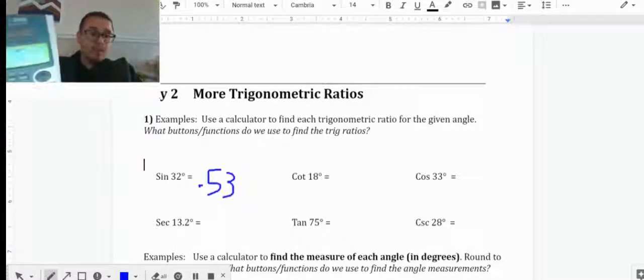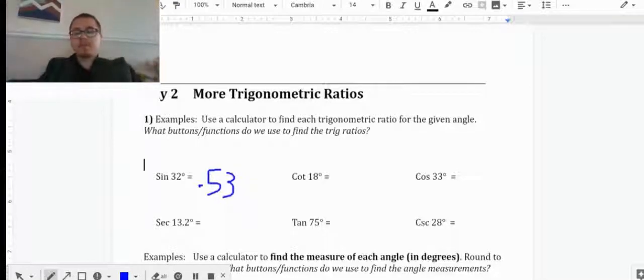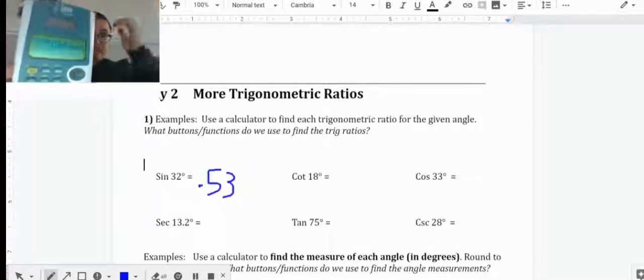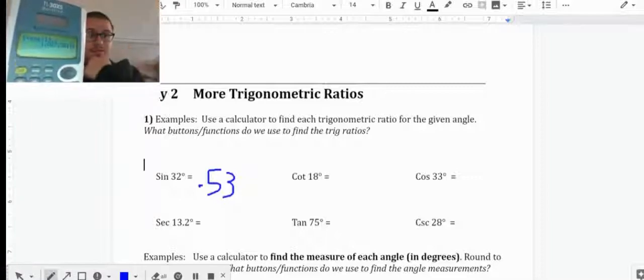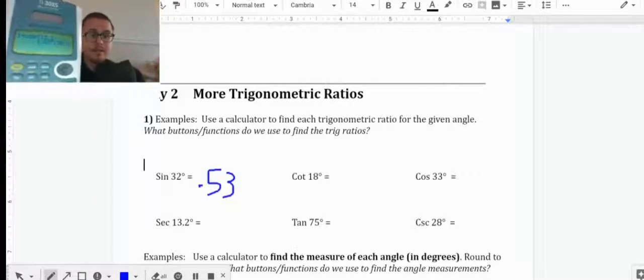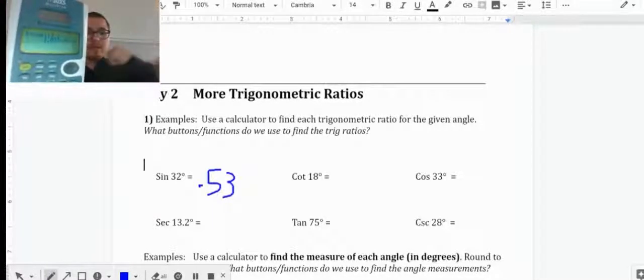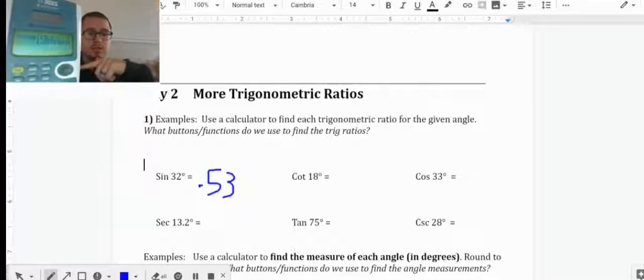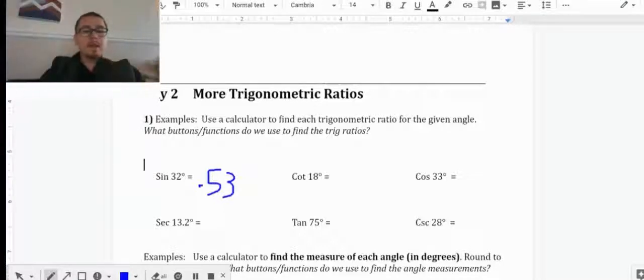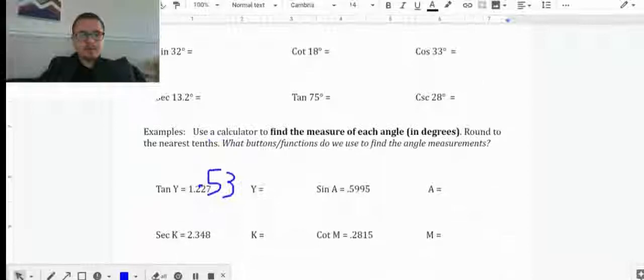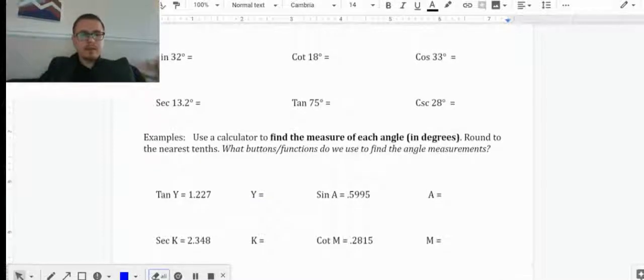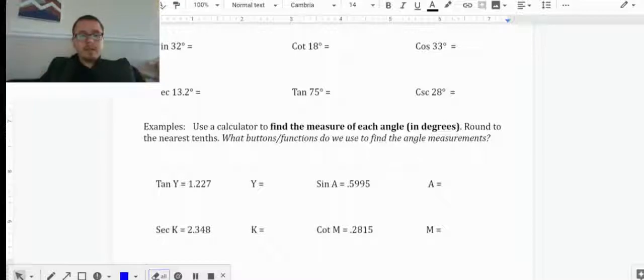For the next part, use a calculator to find the measure of each angle in degrees. So we found the ratio, now we're going to find the angle. To find the angle, you have to use the inverse button. On your calculator, you hit second and then sine or cosine or tangent, and that's going to give you the inverse. Use the inverse sine, inverse cosine, and inverse tangent to find the angle measurement.